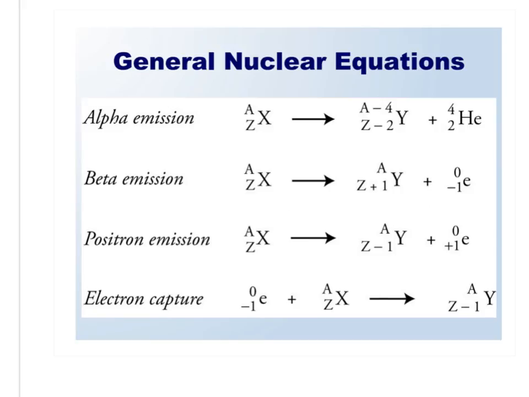So here's some general reactions that you can remember. Alpha emission, I'm going to subtract 2 from my protons. Beta emission, I'm going to add 1. Positron, I subtract 1. Electron capture.